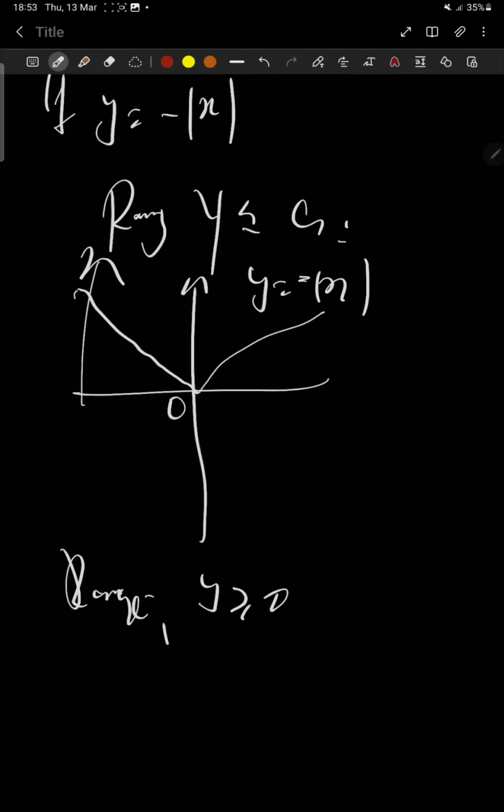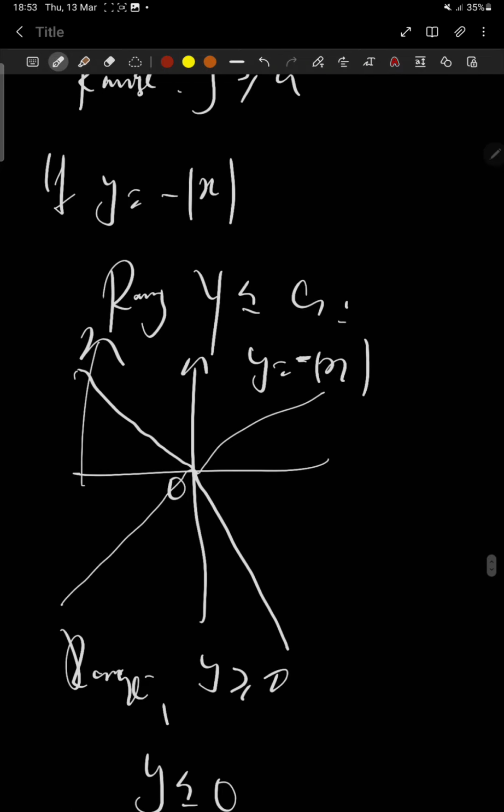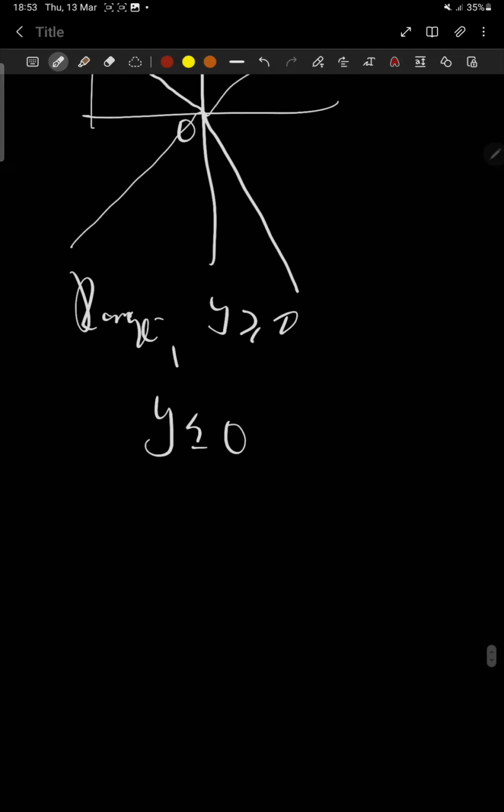Now let's multiply by a negative. If we multiply by a negative, it will go down like this, so the range will be y less than or equal to 0. Why 0? Because there is no number here. There's no a. In other words, a is 0. That's what it is.